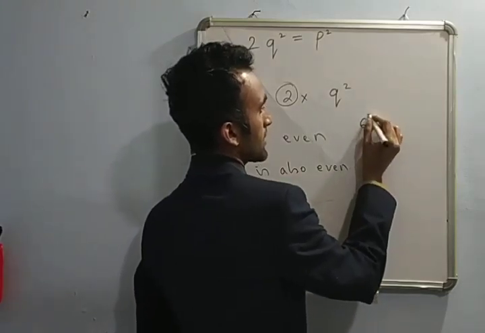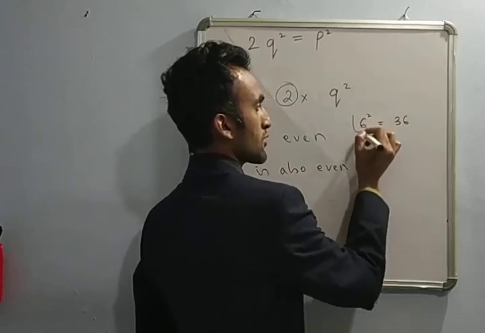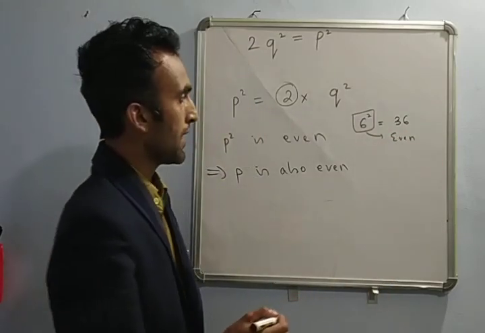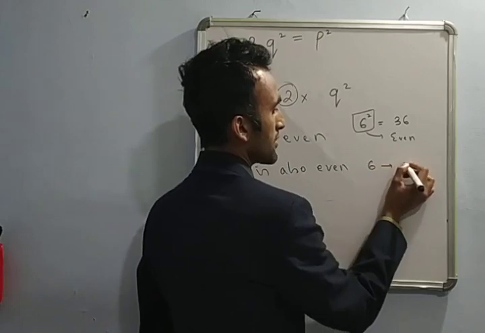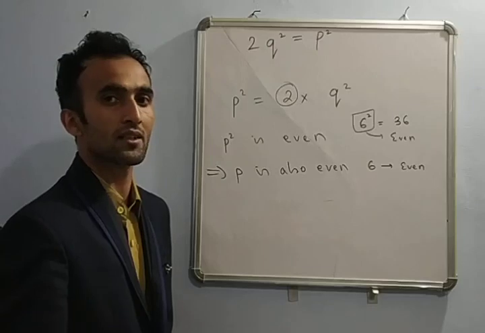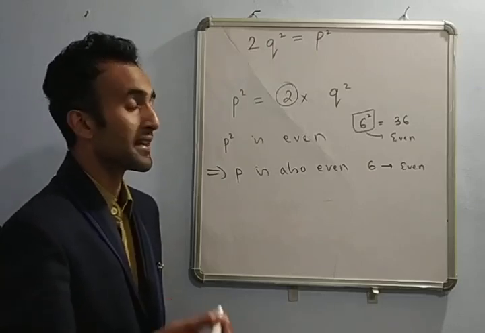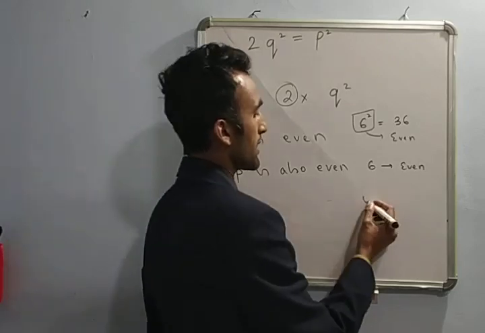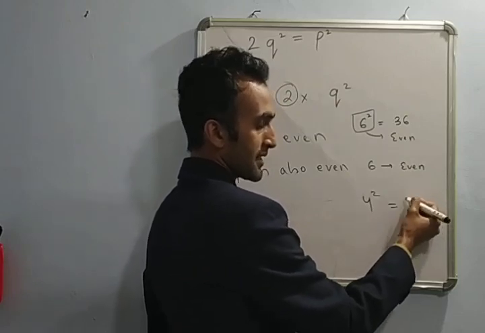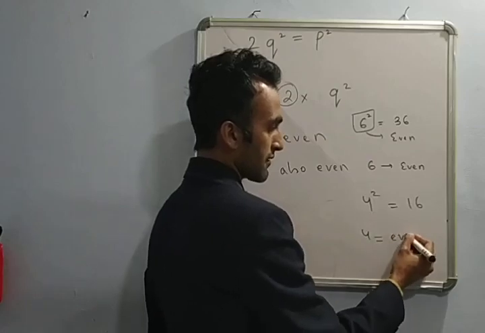6 square is 36. 6 square is what? Even. Correct? Now, is 6 not also even? Take any square. Suppose it gives you even, then the number which you square, that number is also even. Check. 4 square is what? 16. 16 is even, right? That means this 4 is also even. Correct or not?